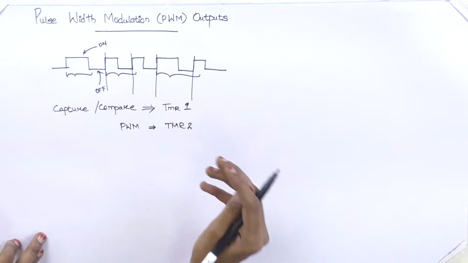Already we have discussed the timer 2 operations. It has its pre-scalar, main scalar, post-scalar values. When these get overflowed, the interrupt will occur. This is the operation of timer 2. So here we will use this timer 2 to generate this PWM output. So how it will generate, we will see.